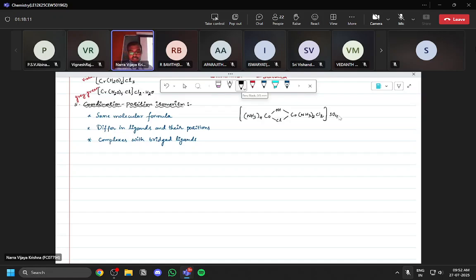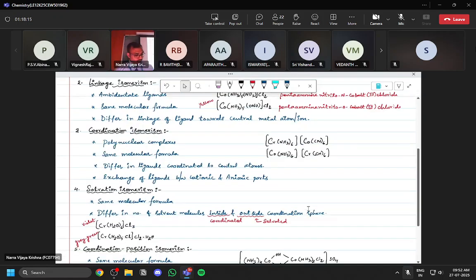Is it clear? Observe the difference again, one more time. Observe this one. Coordination isomerism means central metal atoms are different. If I exchange ligands, position is changing, right? And also to which metal atom they are coordinating, that is also changing. Correct? That's why we call it coordination isomerism.